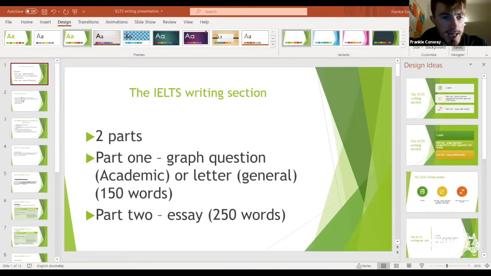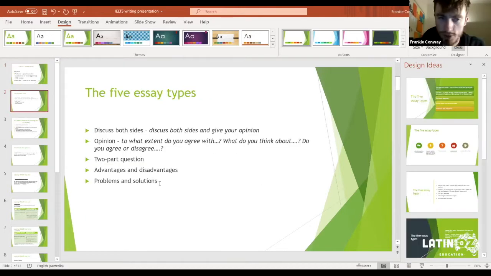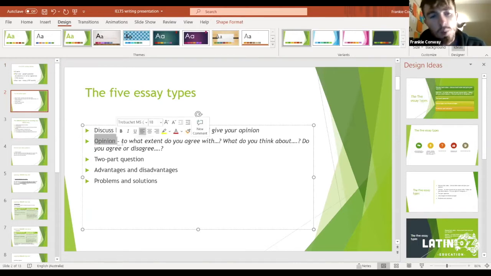And the essay could be one of 5 choices, guys. So there's generally 5 options with the essay style that you would get. One is a discuss both sides question and give your opinion. One is an opinion essay, and the kind of wording in the question would normally be something like, to what extent do you agree with, or do you agree or disagree?